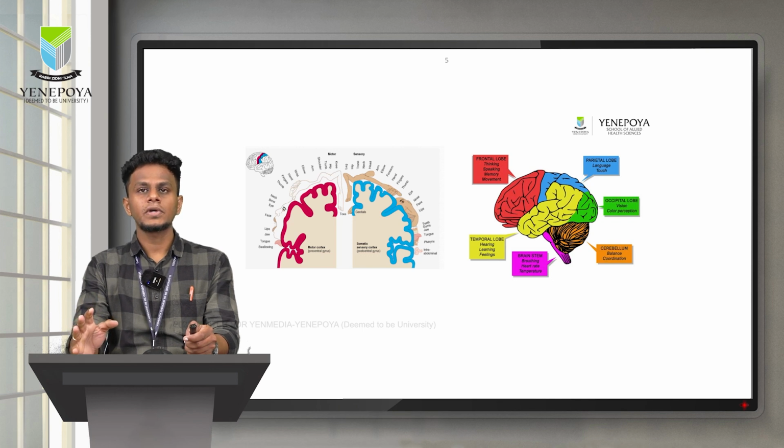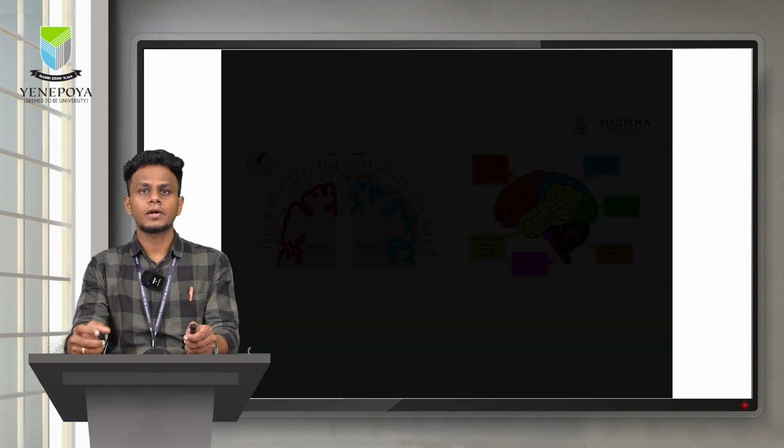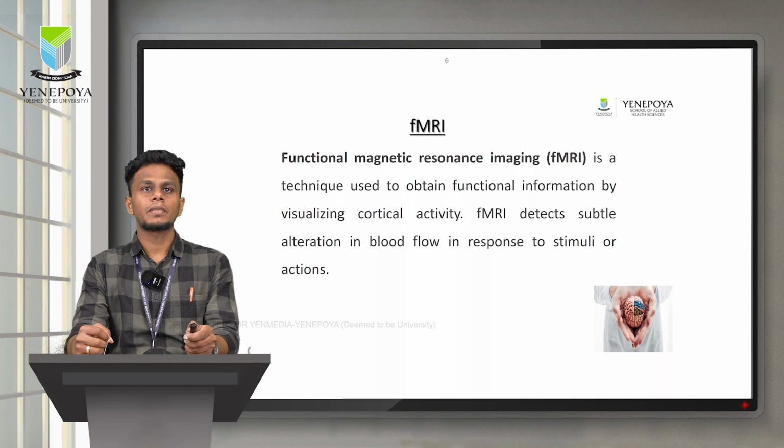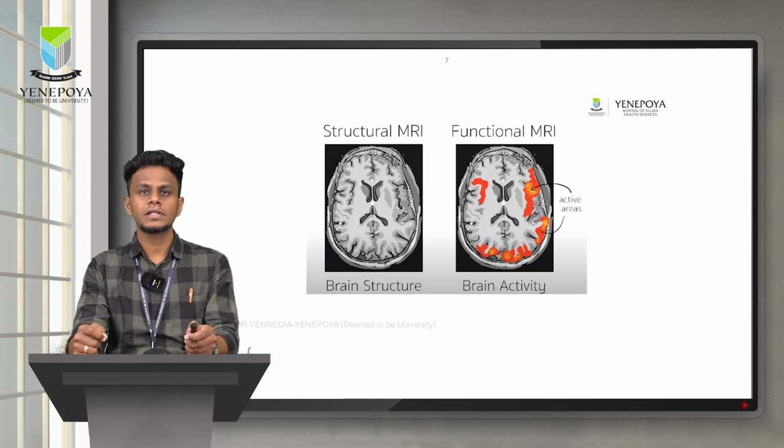From head to toe, each and every area is interlinked with neurons, where the signal has to come from the brain and it has to react to those activities. In functional MRI, that is the technique which we are going to use for those activities. How that activity is going to be depends upon the task that we give to a patient. So this fMRI is going to detect the subtle alterations in blood flow in response to stimuli or actions. You can see the image.